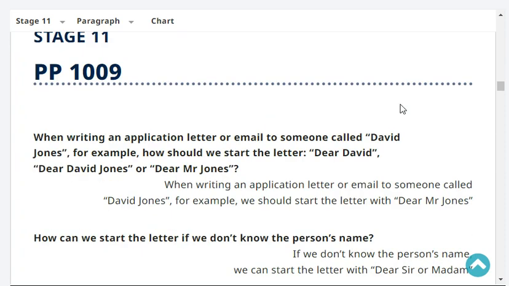When writing an application letter or email to someone called David Jones, for example, how should we start the letter? Dear David Jones, or Dear Mr. Jones? When we are writing an application letter or email to someone called David Jones, for example, we should start the letter with Dear Mr. Jones.